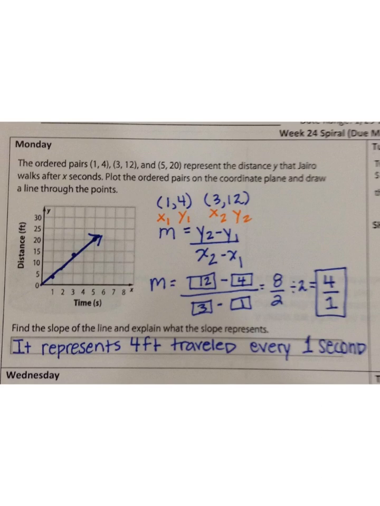So I went ahead and plotted my ordered pairs. As you can see, (1, 4), (3, 12), (5, 20). So your graph should look something like this.